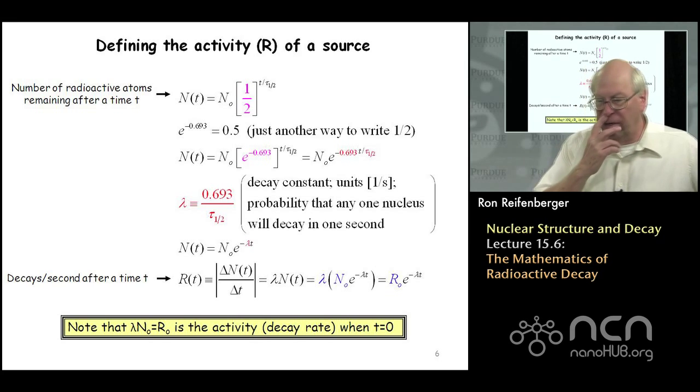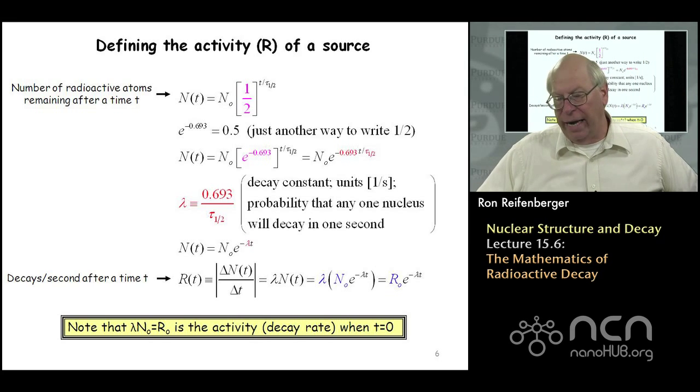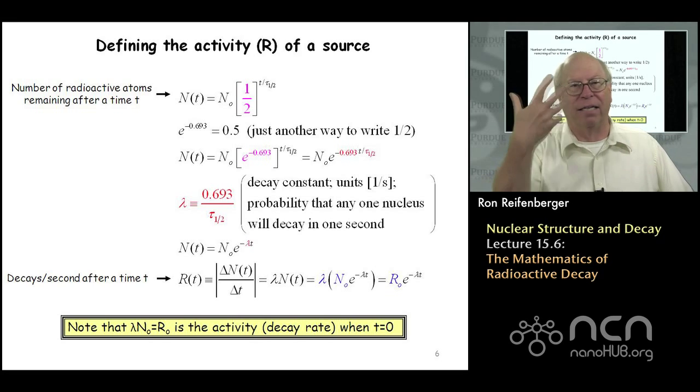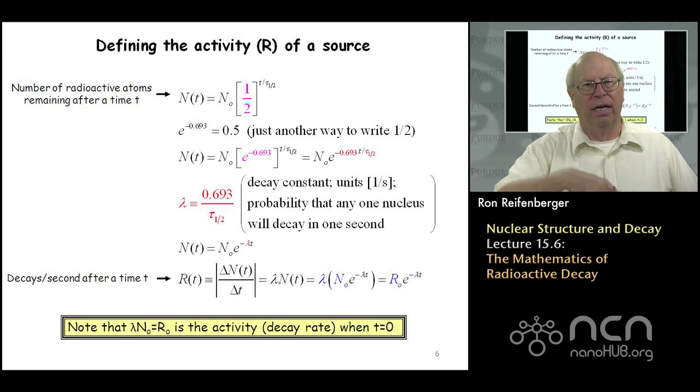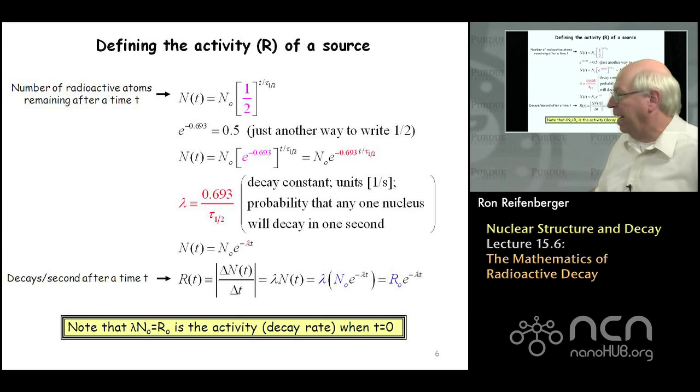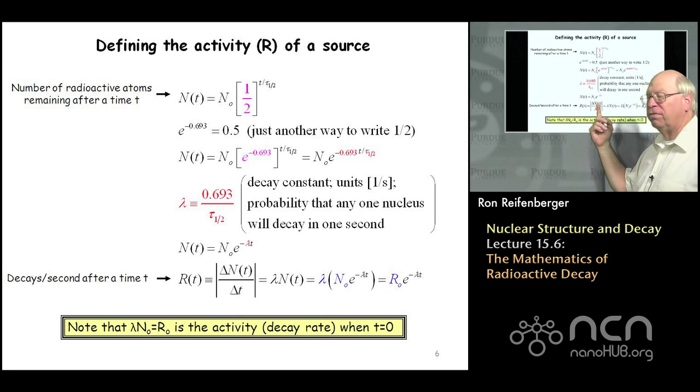It's also useful to define the number of decays per second after a time t. So this is the activity that you would expect if you wait a time t. And that activity R of t is defined as the change in the number of radioactive particles with respect to time t. And just by taking a simple derivative of this equation, you can find that this activity R as a function of t is just equal to this decay constant lambda times N of t.